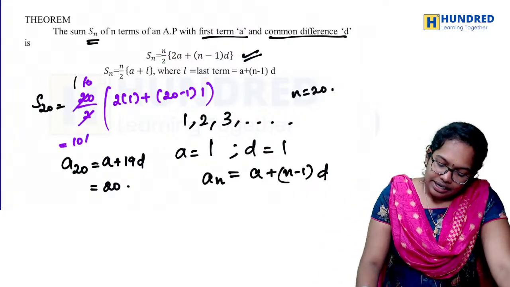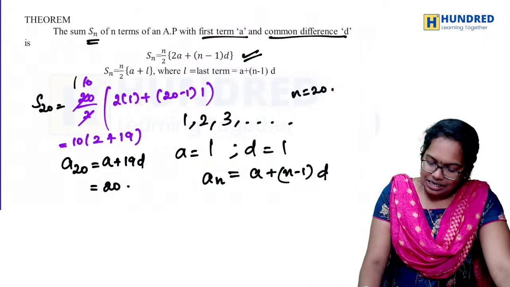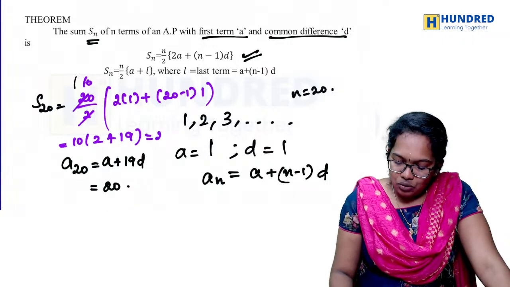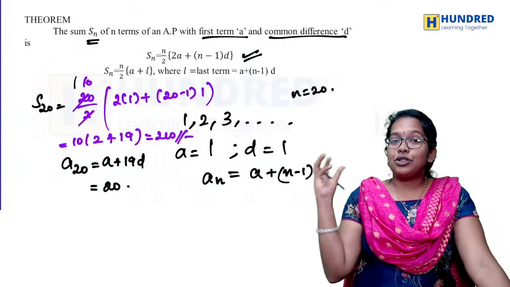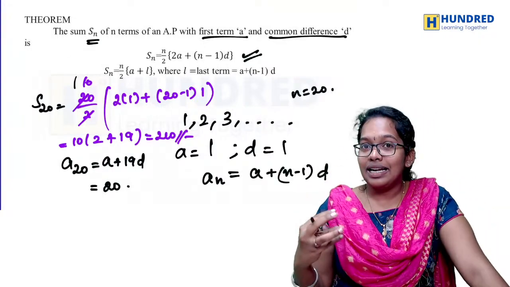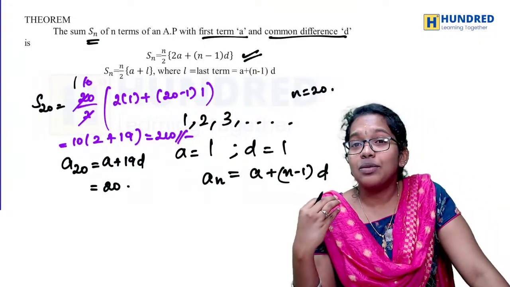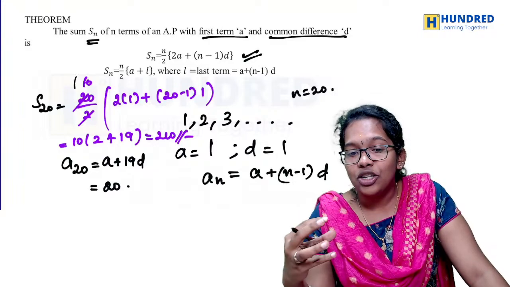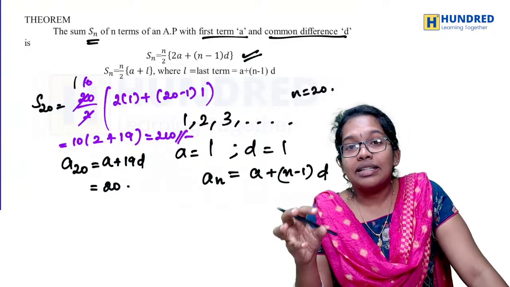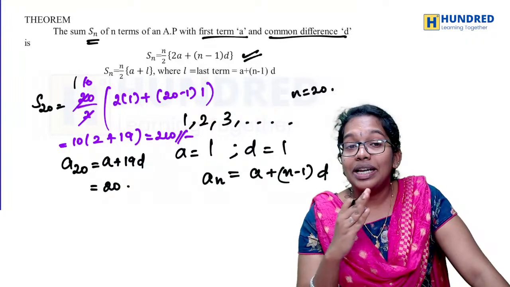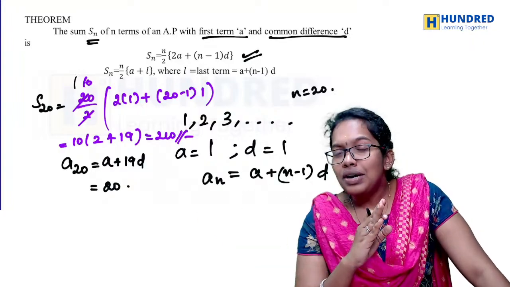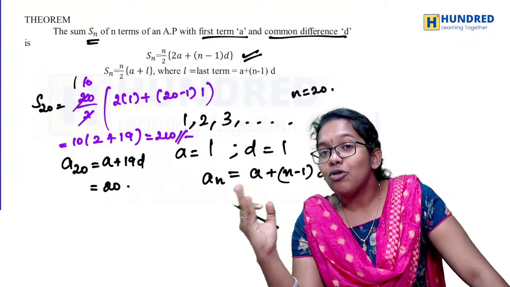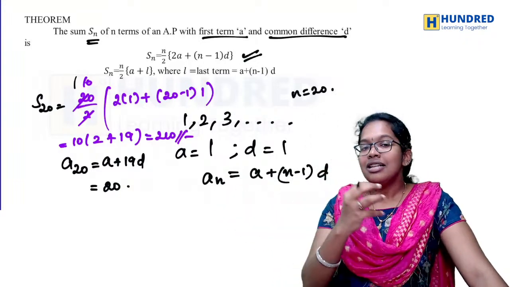So 10 into 2 plus 19. So it is going to be 210 is the answer. Do you understand? What is S20, what is A20, can you see the difference? A20 is nothing but the 20th value. What is S20 then? It is the sum of 20 terms of an AP. So here they have given you an AP, and if you add the first 20 terms, the value you get is S20.